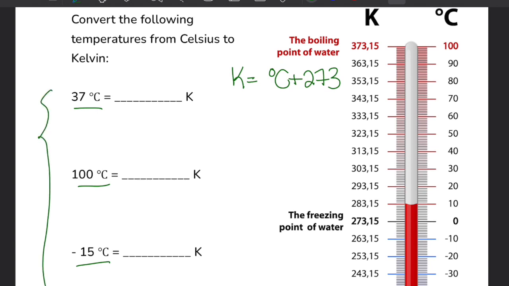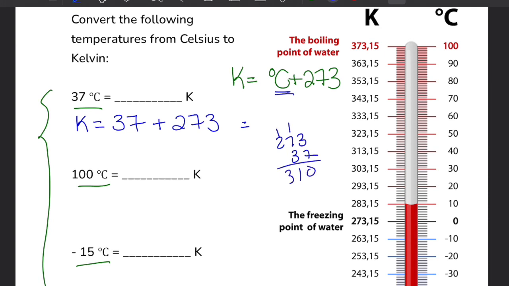So let's get started. I'm going to show my work in detail. So here I'm going to say K is equal to 37 degrees, because that's the degree in Celsius, plus 273. And that is going to equal, I don't have my calculator on me, so I'll do it by hand. So this is 11, so 310 degrees, or not degrees, 310 Kelvin. Okay, so this is 310.